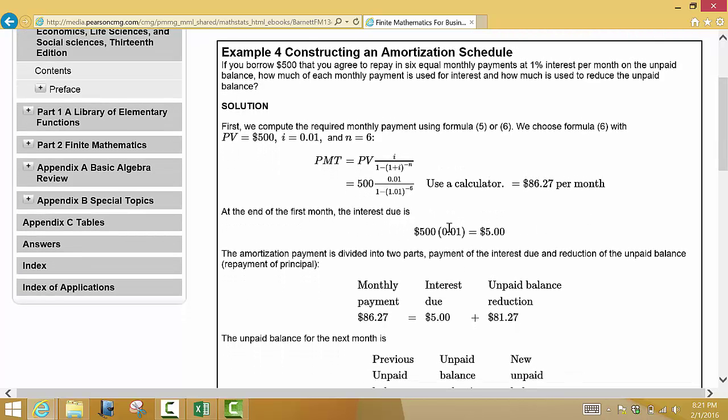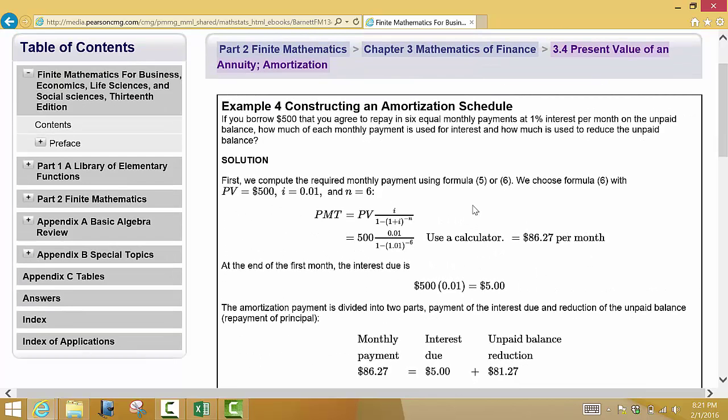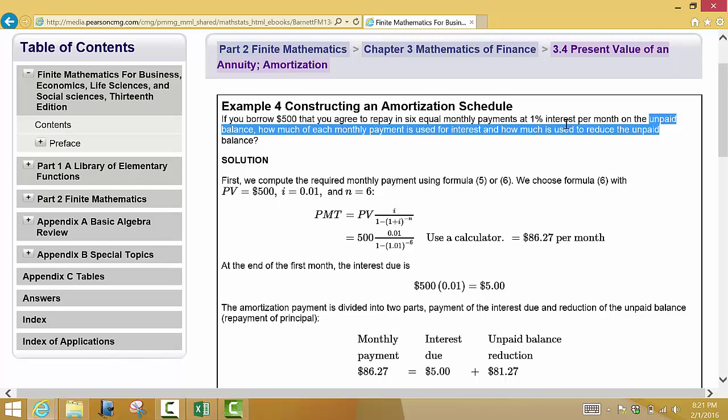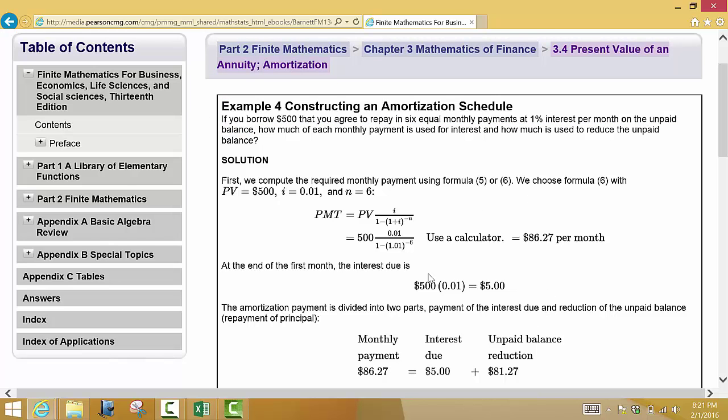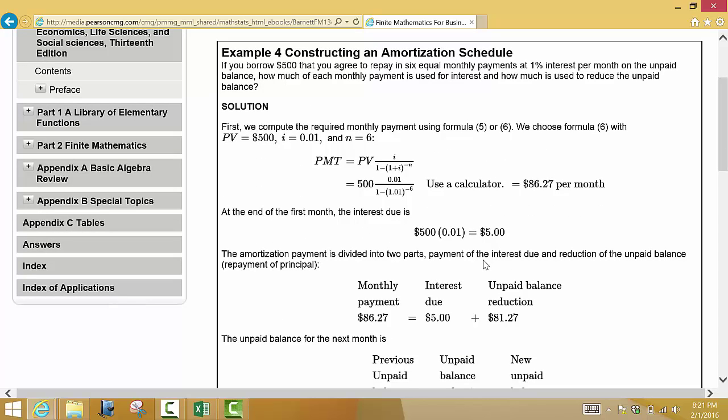At the end of the first month, let's figure out the interest. The interest is always paid on the unpaid balance. When we start off with our first payment, the unpaid balance was $500. So we're going to pay 1% of that value, which is $5. Now, since all of the payments are equal, the interest will change based upon the unpaid balance. Since we're paying the balance down, the balance will go lower, so we will owe less interest.